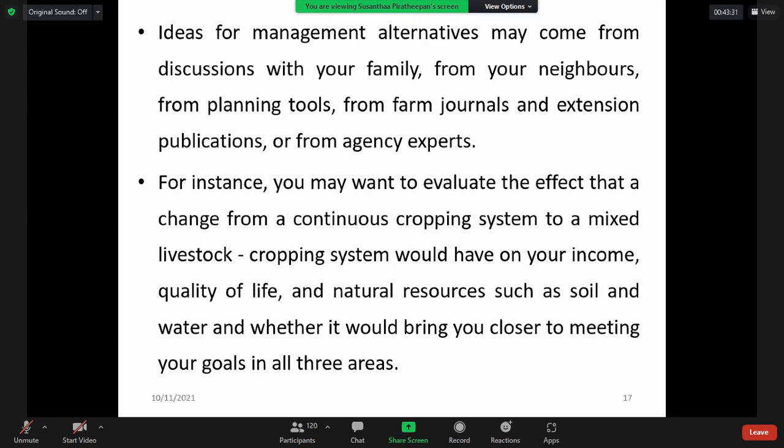So when you are changing one cropping system to another type of system, you want to make sure you are getting more or adequate income, and check what about your quality of life and the resource conditions. You want to check those things and make sure they are meeting your goals.